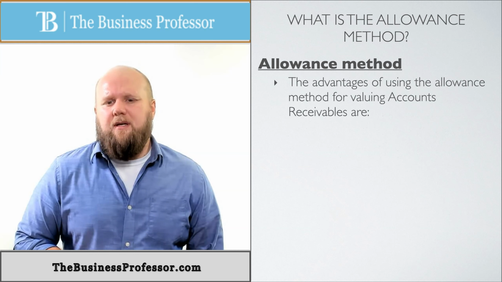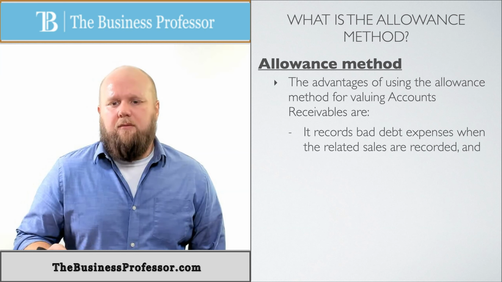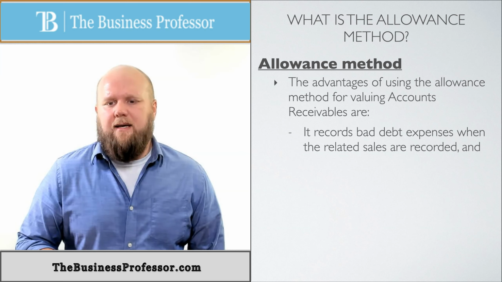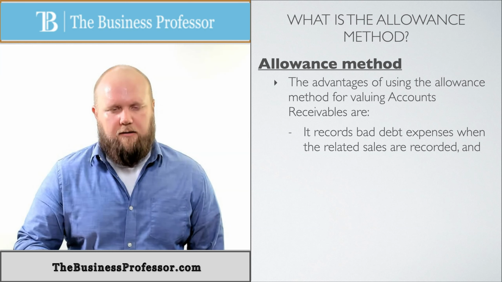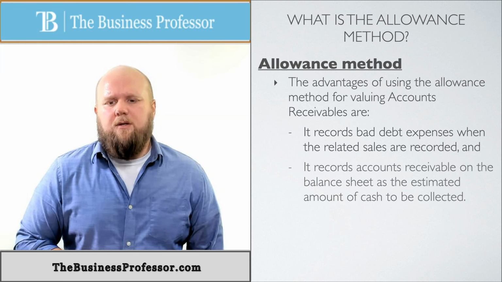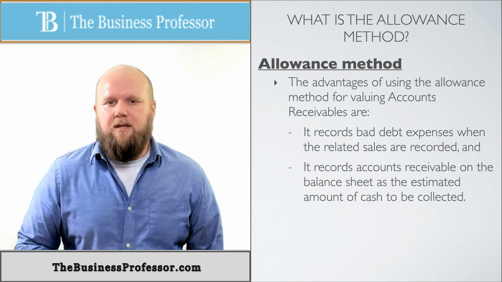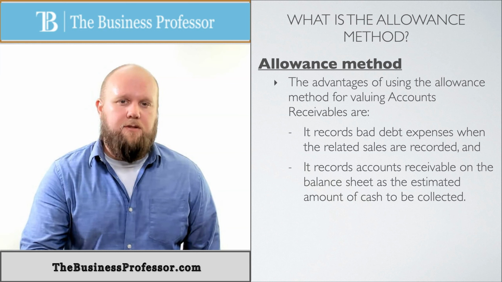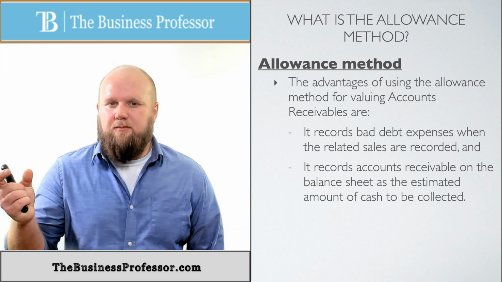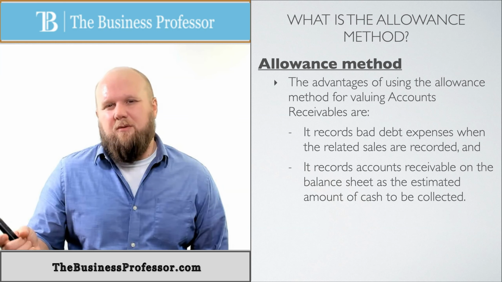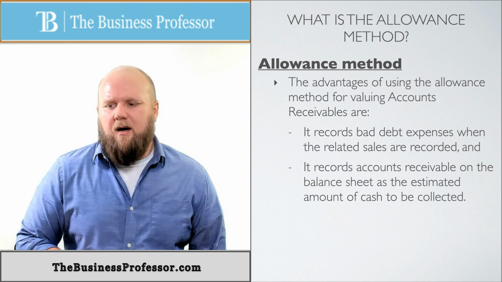The advantages of using the allowance method for valuing accounts receivables are, it records bad debt expense when the related sales are recorded. So again, it matches the expense with the revenue, so we're following the matching principle. And it also records the accounts receivables on the balance sheet at an estimated amount of cash to be collected. So again, I'm giving the full picture to my investors. I'm not saying this is what I'm going to get. I'm really saying this is what I potentially could get, but this is really what I think I'm actually going to get after they don't pay me. A certain percentage doesn't pay me.